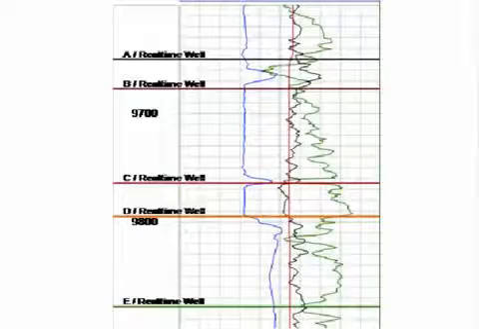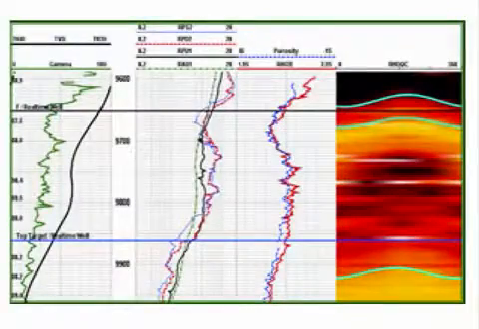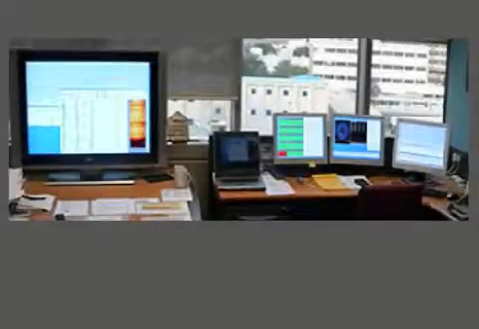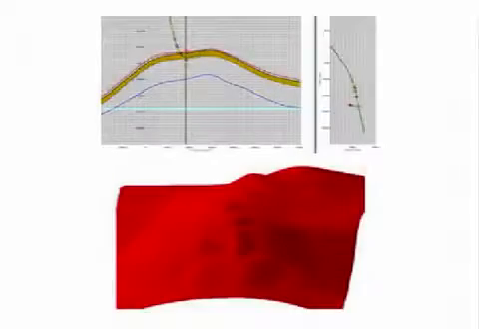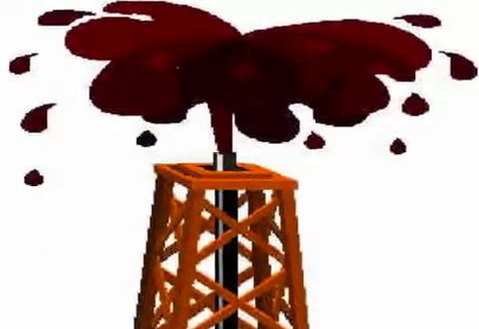Each well the team drills gives them real data about the zones of rock and their formations as they drill downward. They continually update their data and refine their models to improve their chances of striking more oil.